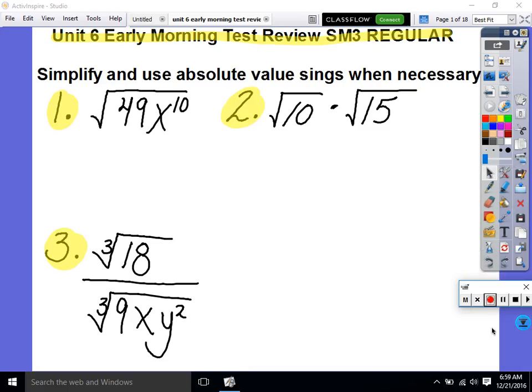Okay, so simplify and use absolute value signs when necessary. Oh crap, I'm not touching.